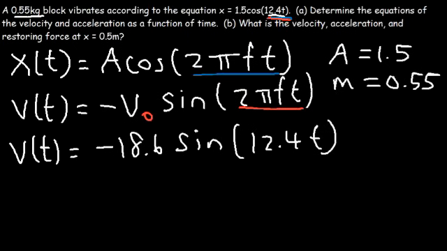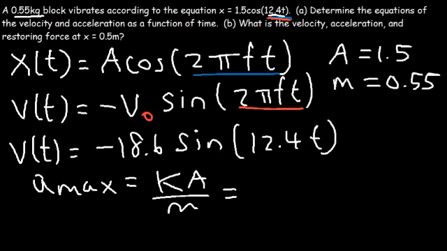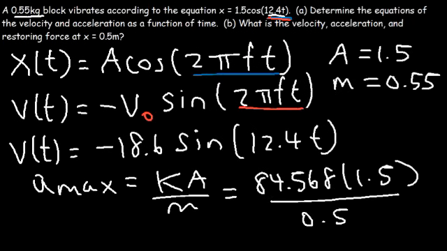Now let's find the acceleration function. So we've got to find the maximum acceleration first. And the maximum acceleration is equal to k times A divided by m. So k is 84.568, the amplitude is 1.5, and the mass is 0.55. Therefore, the maximum acceleration is 230.64.